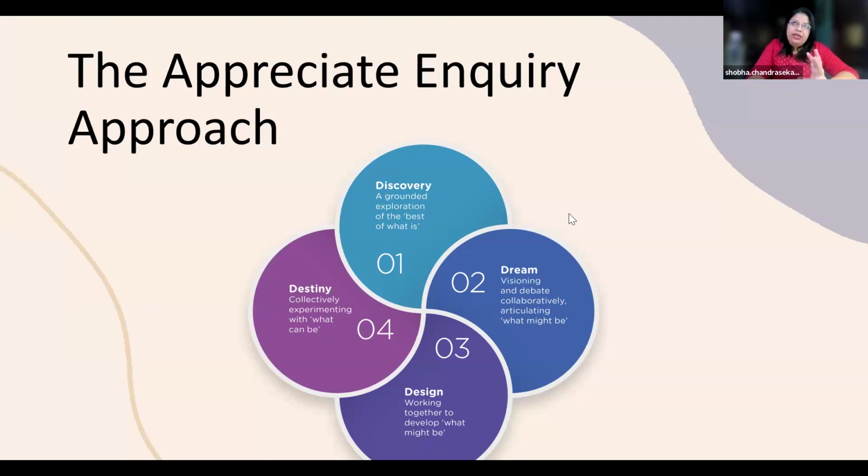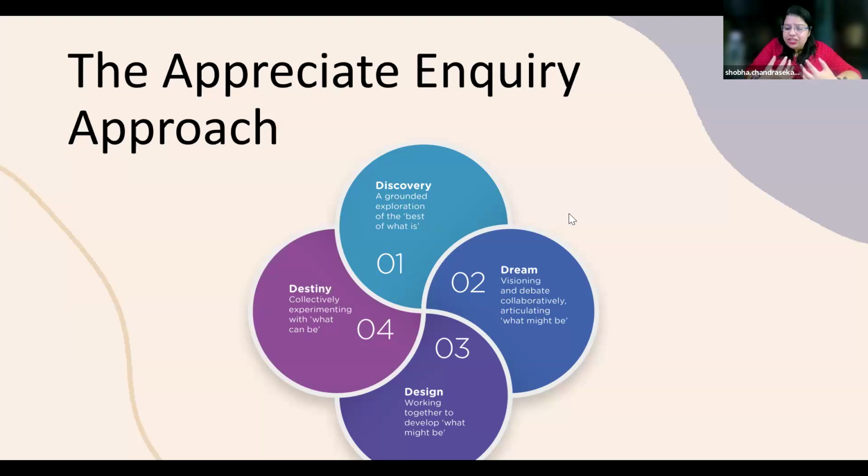Let me give you an example. Because we were speaking of the education industry, let's talk about a school which identifies that one of its strengths is strong teacher-student relationships. So that is the discovery phase. The school identifies that one of its strengths is its strong teacher-student relationship, which has led to high engagement and well-being. Then the dream, what is the dream?